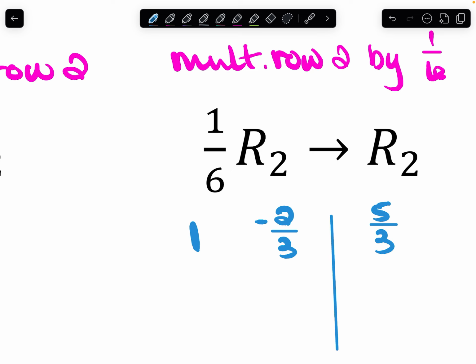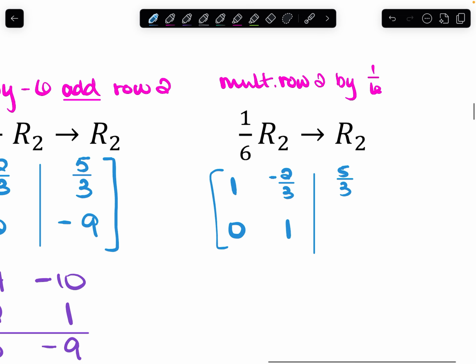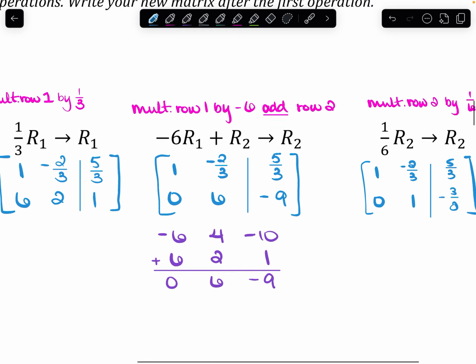All right, so we're only adjusting row 2, and we're multiplying by 1/6. So 0 times 1/6 is 0. 6 times 1/6 is 1. -9 times 1/6 is -9/6, which is -3/2. I think that's the last one we were asked for.